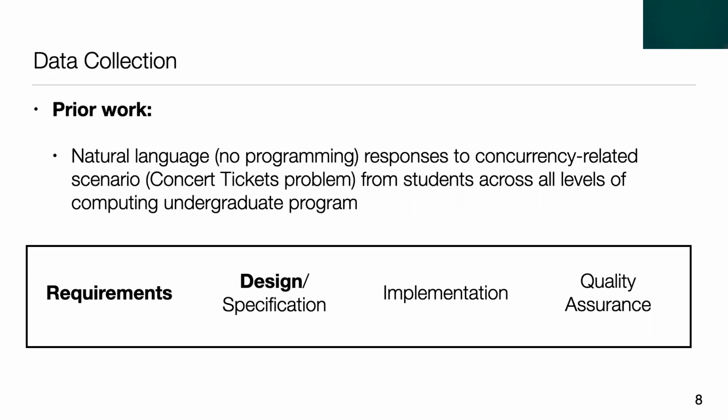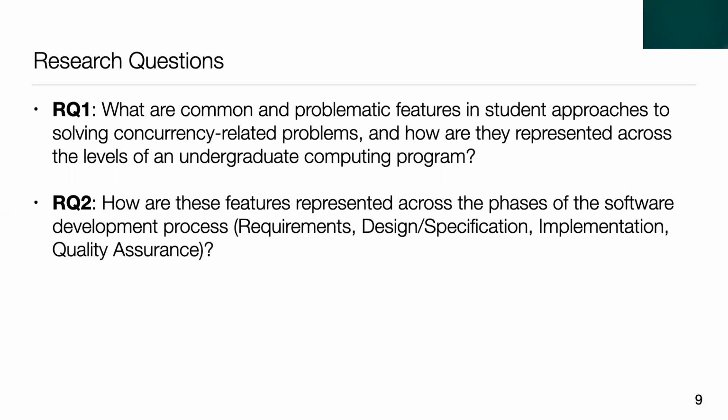Student responses, 15 from each of 4 levels, related to the requirements analysis and design phases of the software development process, and we derived an emergent feature set representing student design approaches to a concurrency problem. We identified a number of features, but we highlight 2 here: timing and speed, and additional complexity. But that left the question about the rest of the software development process. How are these features represented across the phases of requirements analysis, design and specification, implementation, and quality assurance? That comprises our research question 2.